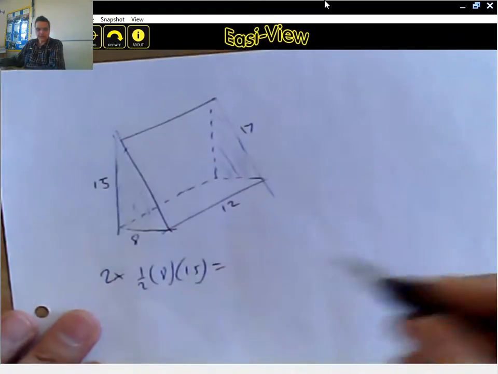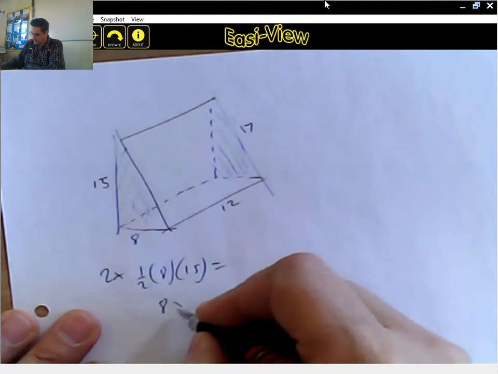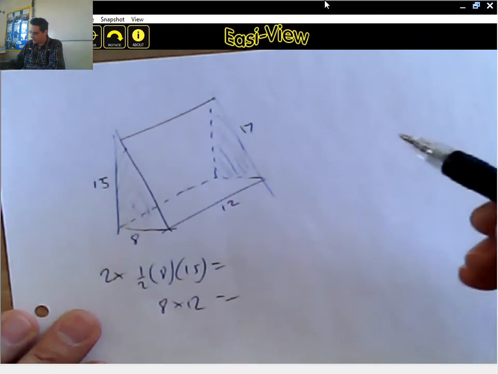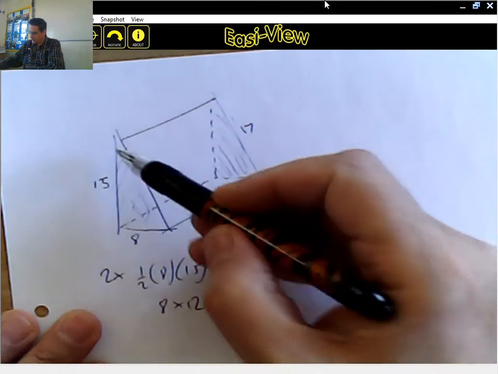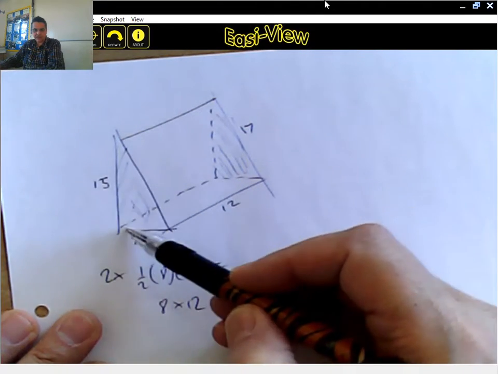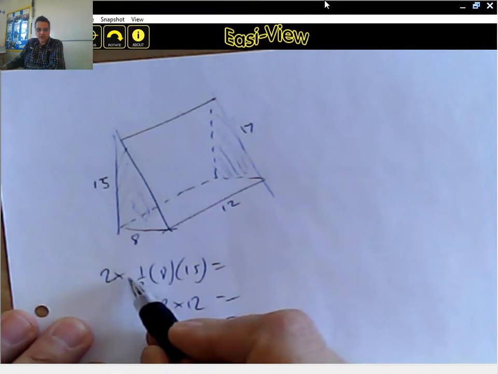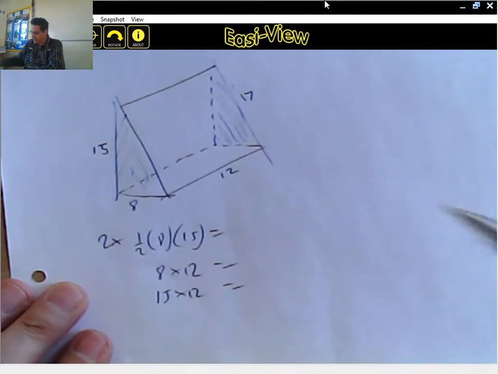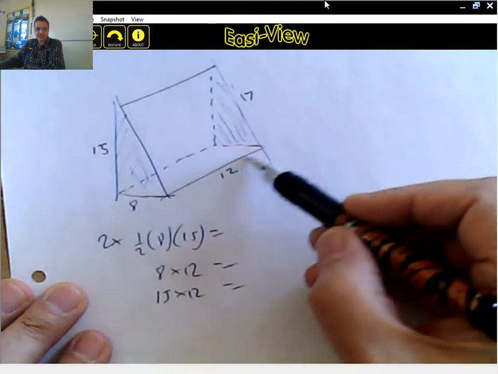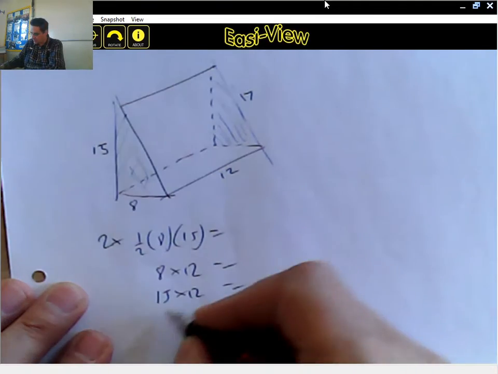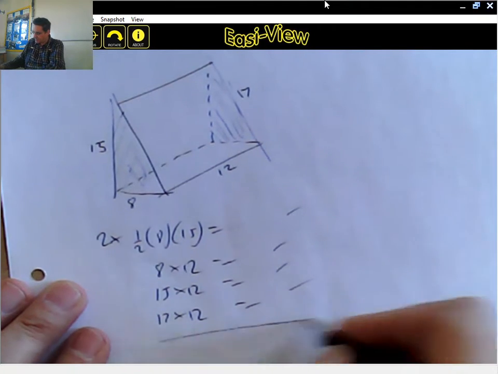Now the base is quite easy. That's just sitting on a 12 by 8 base. So 8 times 12 equals, and this at the back here, you can crawl behind there and you can see a 15 by 12. Can you see that? 15 by 12. That's another one. So we've got 1, 2, 3, 4 faces, and finally we've got this one right here. Well, they've told us this is 17 and it has a length of 12, so 17 by 12. So that will give us all these bits. Then you simply take a total.